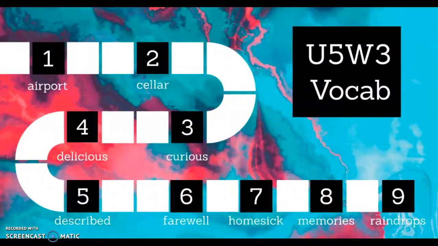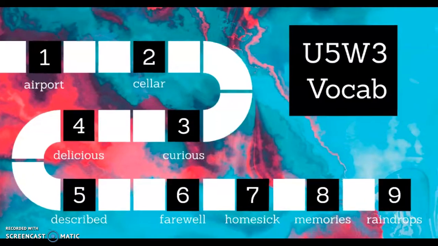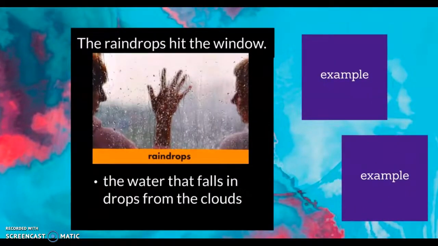Okay, and last but not least, number 9, raindrops. The raindrops hit the window. Let's say that word together. Raindrops. And maybe you notice this, like I have, but I see the word rain and I see the word drops. What's that called when we have 2 words that we combine to make a new word? Can you remember? It's called a compound word. So we know what drops mean and we know what rain is, so it's drops of rain. Raindrops means the water that falls in drops from the cloud. All right, write that down.